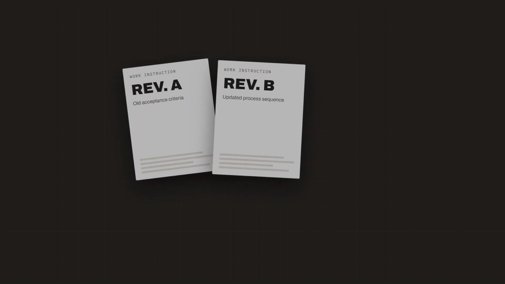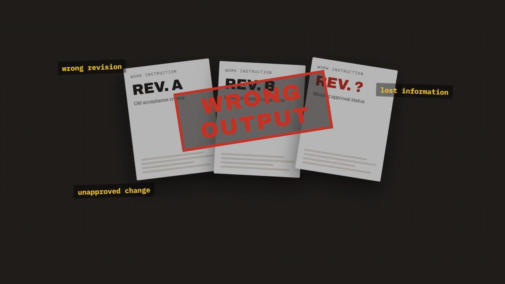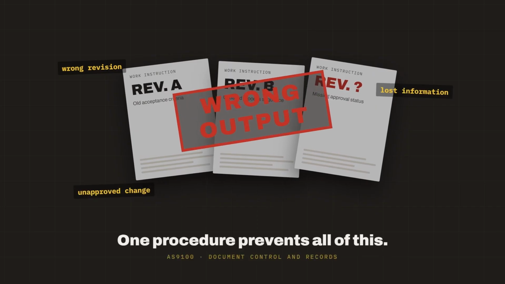Document control is not clerical decoration. It prevents people from working with obsolete revisions, unclear approval status, damaged or missing information, and excessive documents that add no value. The procedure must make the correct information easy to identify, easy to access, and difficult to misuse before a wrong output reaches the customer.